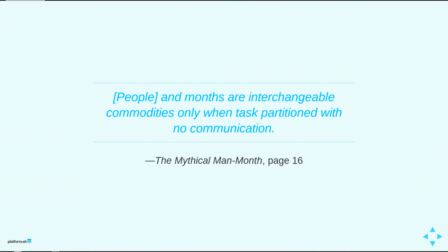People and months are interchangeable commodities only when you can partition a task with no communication. If you have to talk to another person at all, then these tasks are not completely parallelizable. There is some dependency there that is going to slow down your progress because you have to talk to another person. Additionally, adding people to a project after it starts has a cost.